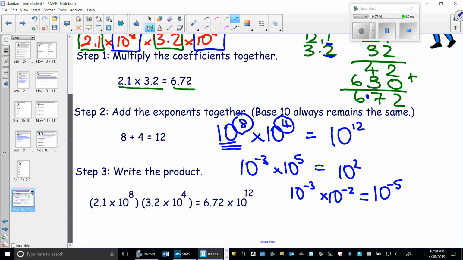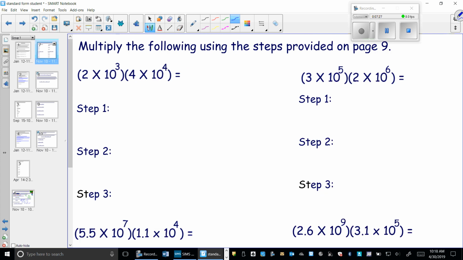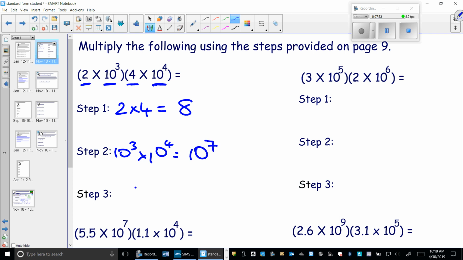Okay, so then we're going to just put all our bits together. So we had our 6.72 multiplied by 10 to the power 12. So that's that question there. It was all filled in. And then we had some more examples. Now I said these ones you could do straight into your calculator. But let's have a little think about it. Let's try and do these quickly, even if you have done them on the calculator. So here I'm going to focus on the 2 multiplied by the 4, which gives me 8. And then I've got 10 to the 3 multiplied by 10 to the 4, which gives me 10 to the 7. So then that's going to be 8 multiplied by 10 to the 7.